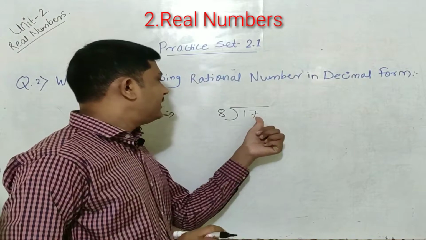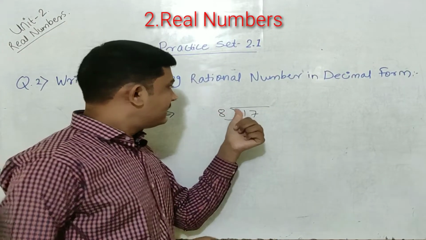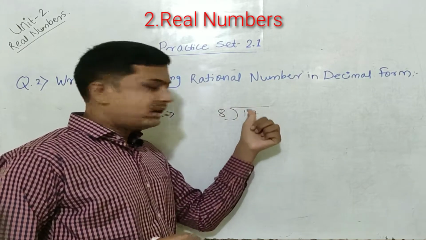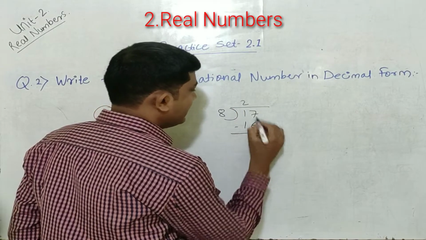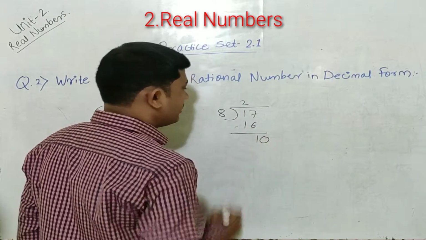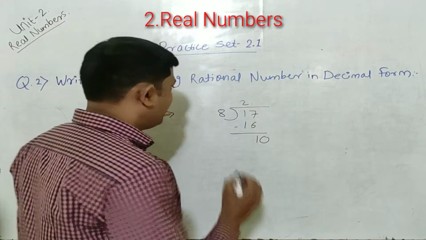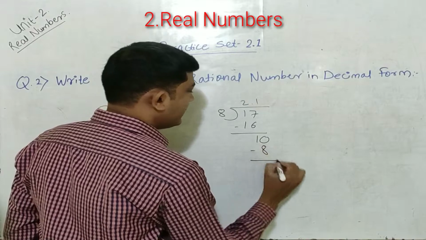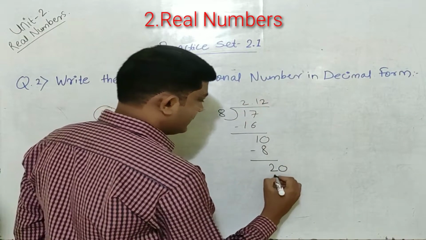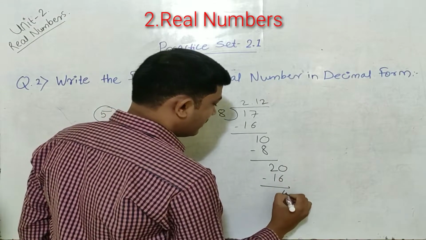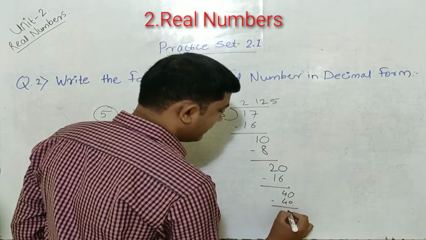Here again 17 is greater than 8, that is, the dividend is greater than the divisor, so do the division directly. 8 2s are 16, remainder is what? 1. Take 1 as 10. If you take 0 here, you have to put a decimal point. 8 1s are 8, remainder is what? 2. Take 10. 8 2s are 16, remainder is what? 4. Take 10. 8 5s are 40, that is, remainder is 0.